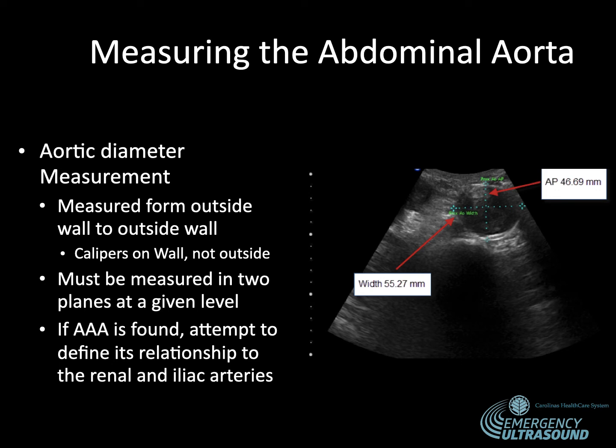So it's really critical here that we measure from outer wall to outer wall, not inner wall to inner wall. So from outside wall to outside wall. We want to measure in two planes at every level. If we do find a AAA, it's great to define its relationship to the renal vessels and the iliac arteries. So you can see in this view here, we have the vertebral body and shadowing, and we have our measurements from outer wall to outer wall and outer wall to outer wall.